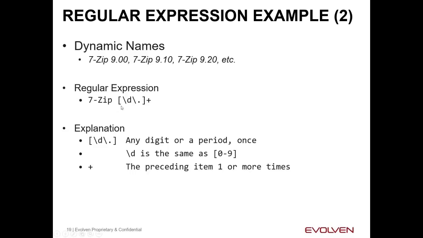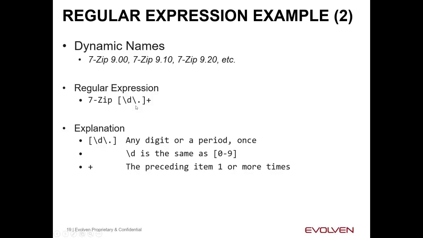And also point out that the backslash is essentially escaping. So within here, we expect 7-zip, and then within this, we expect either a digit or a period. And the plus sign says any number of these. So really 9.00 qualifies. It could be 9.00.143. It could be 9.00 ... It's really very loose in this case.